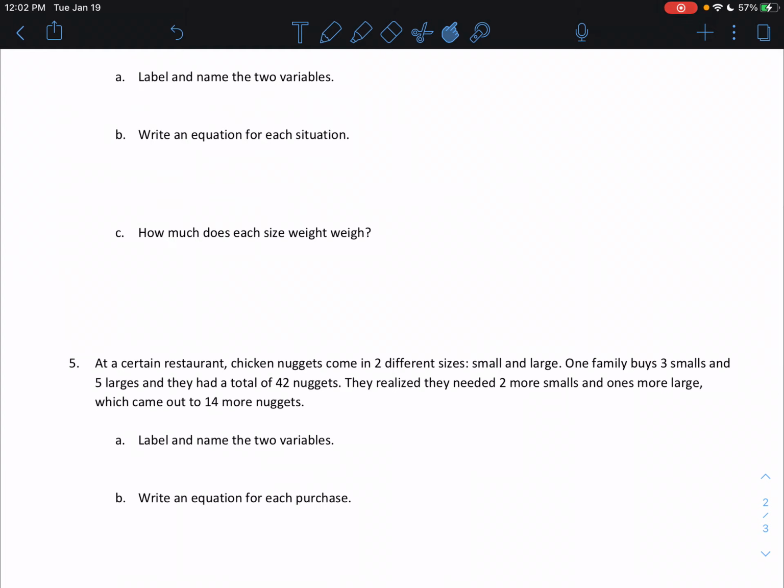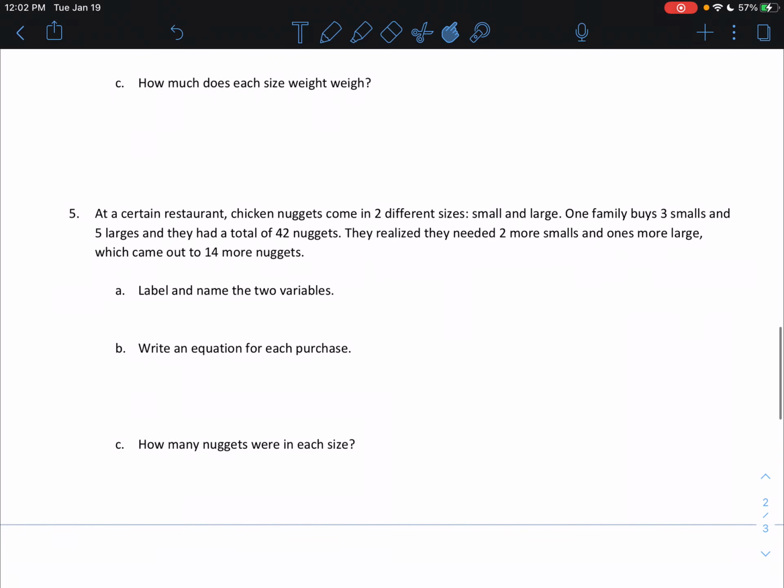Hold on, let me look at this fifth one here. This one looks like a kind of complicated one. One family buys 3 smalls and 5 larges. Oh, okay. No, that one's not too bad.